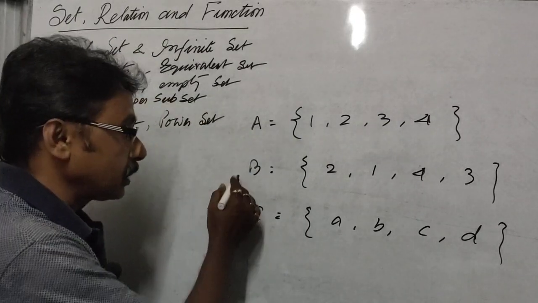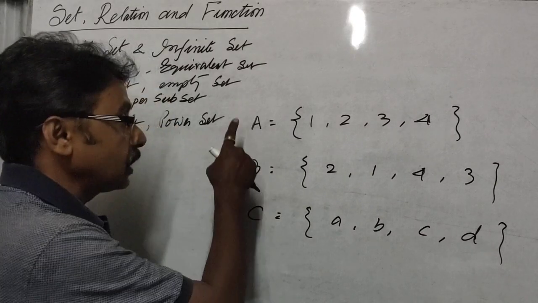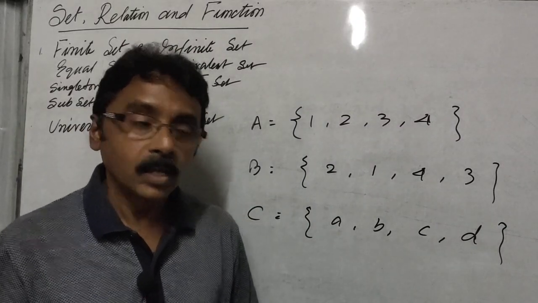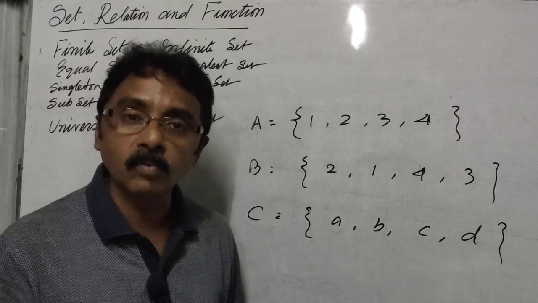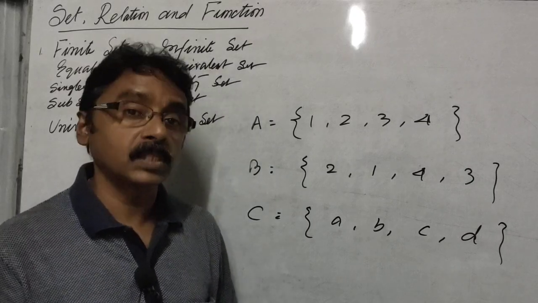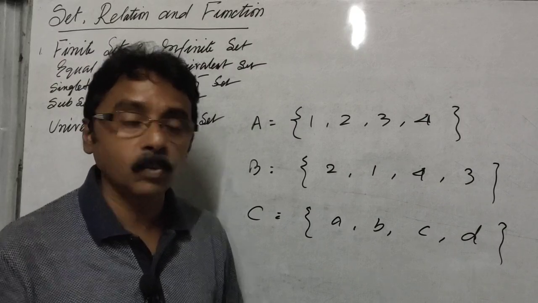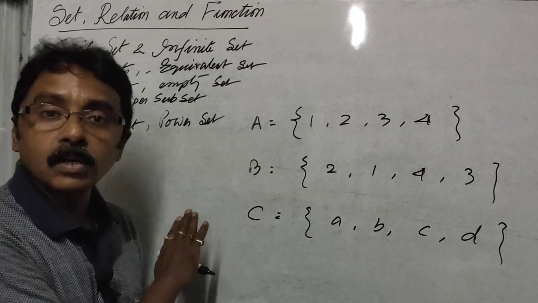So here we can say that B and C are equivalent but not equal, whereas A and B are equal as well as equivalent. So if two sets are equal, definitely they should be equivalent, but if two sets are equivalent, then it is not necessary that they will be equal. Example is this: B and C are equivalent but not equal.